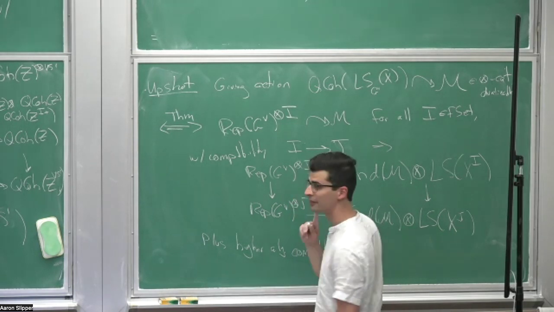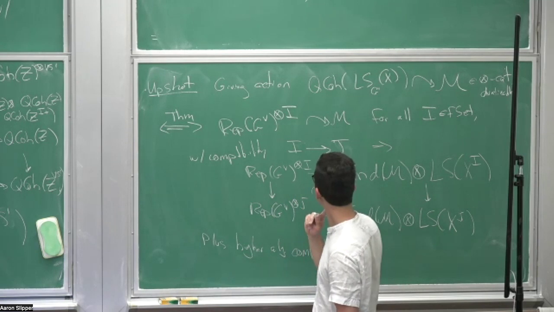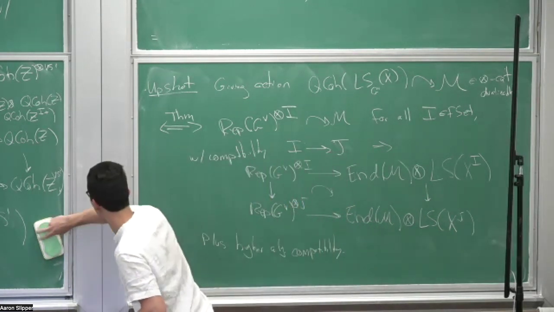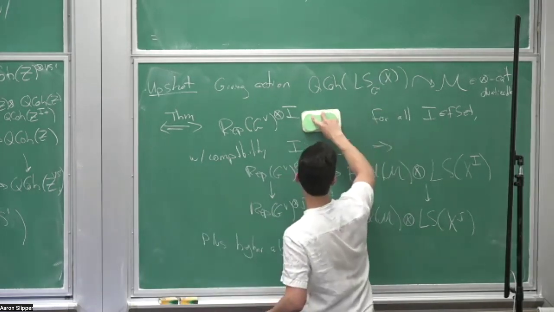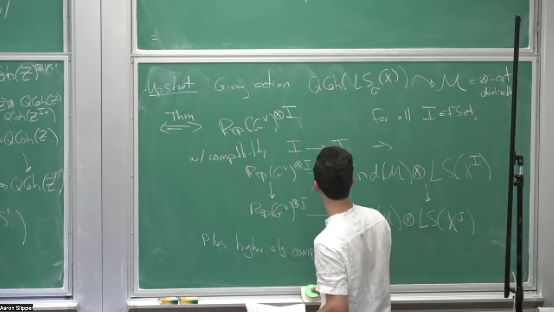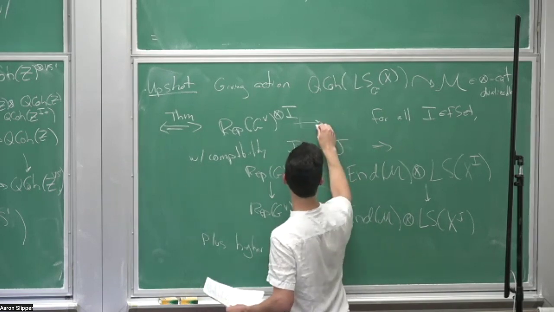Sorry, I don't think there's a Rham G check tensor I actually on M. I think it's just this functor from Rham G check tensor I to End M tensor LS of X to the I. For every finite set, you have a horizontal functor. Square.